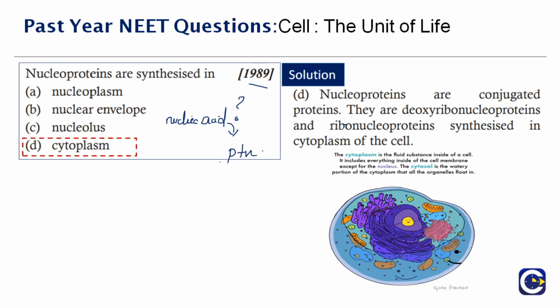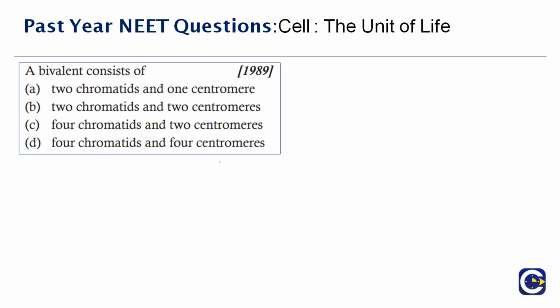Therefore, the correct answer to this question is option D, cytoplasm. Okay, easy question in fact. Next question. Again 1989, a bivalent consists of, right? A bivalent consists of. Now, when we say bivalent, bi means 2. Okay, we all agree with that. It's 2. So, either it should be one of the options here.